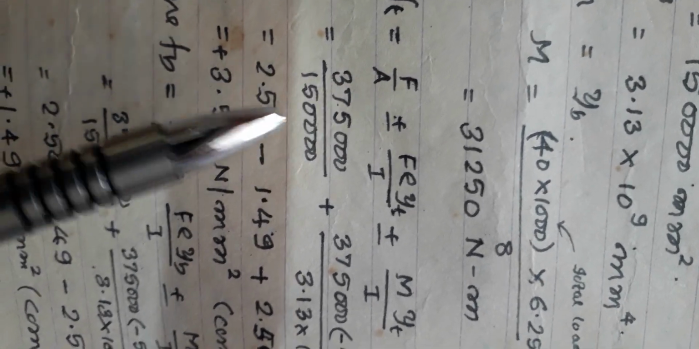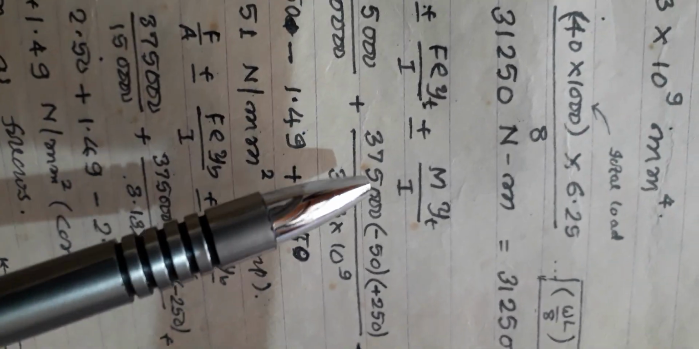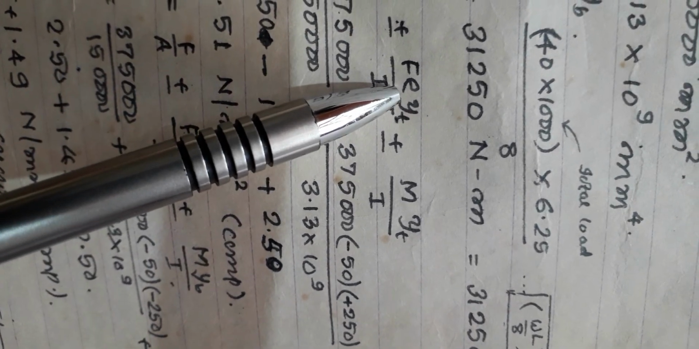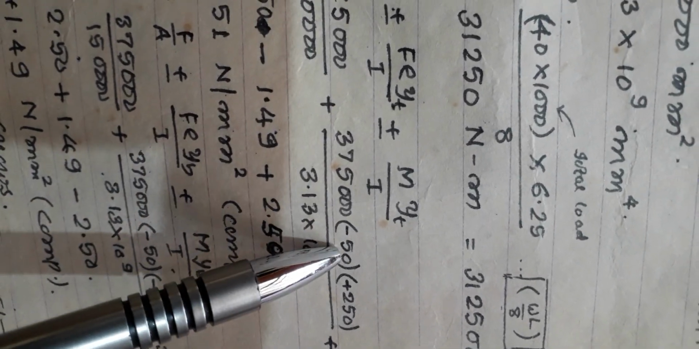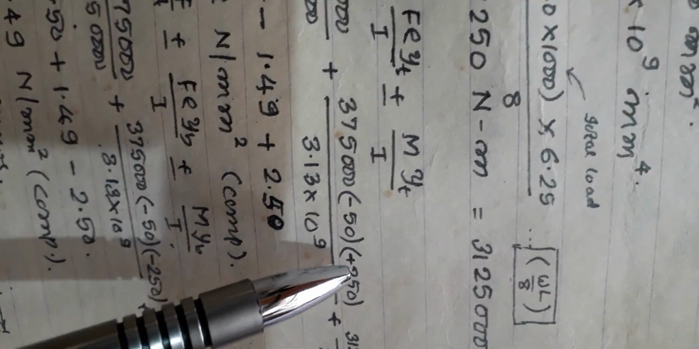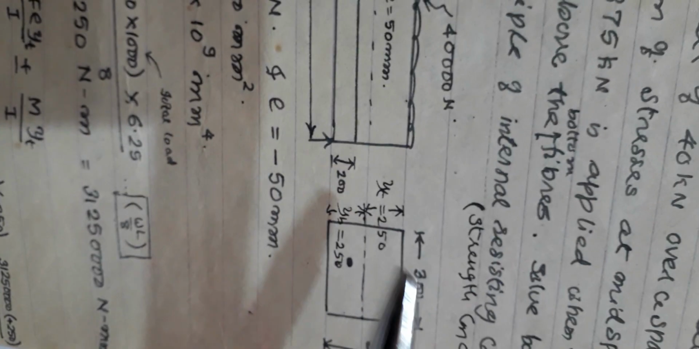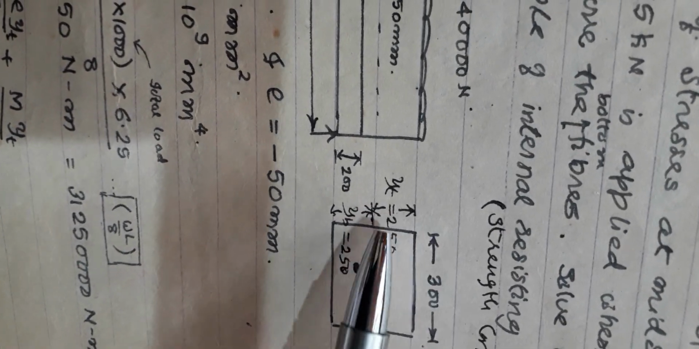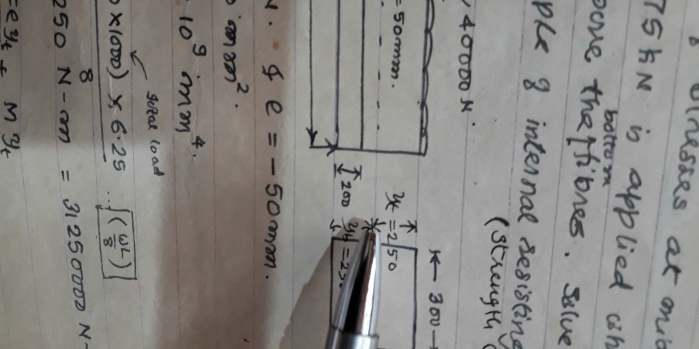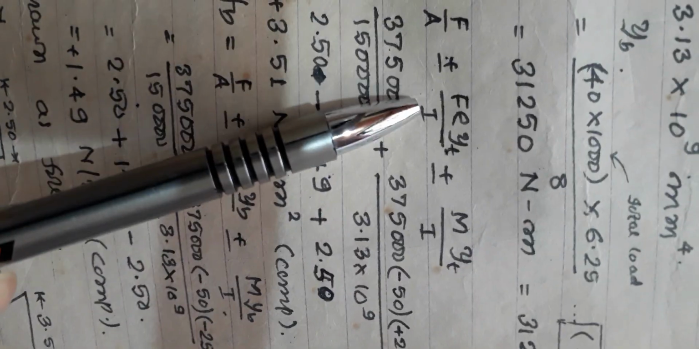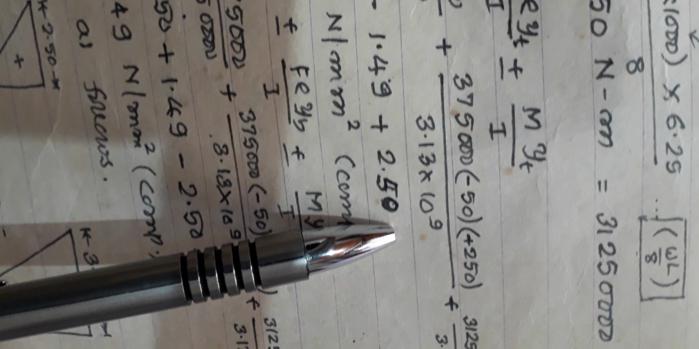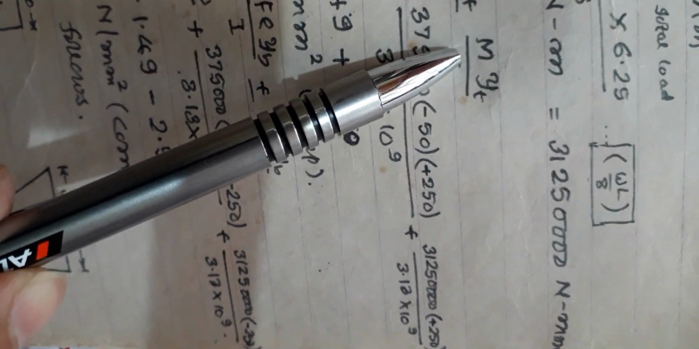F value I know, area I know, again F is known, and eccentricity is minus 50 because the eccentricity is below CGC. YT is plus 250 because YT, as you know, is above CGC. Is it right or not? Since it is above CGC, I am going to assign a plus sign to it. Divided by I, I value I know, plus or minus M, and YT again is plus 250, divided by I value I know.